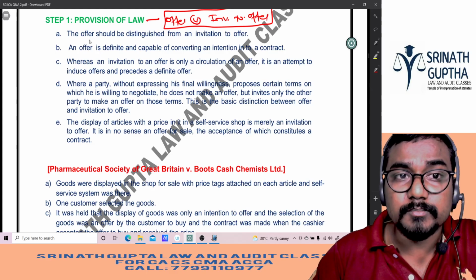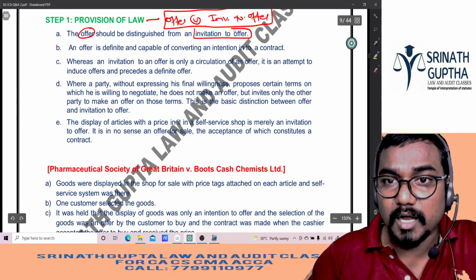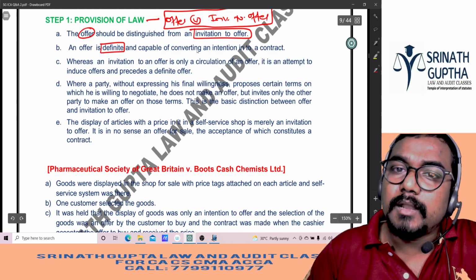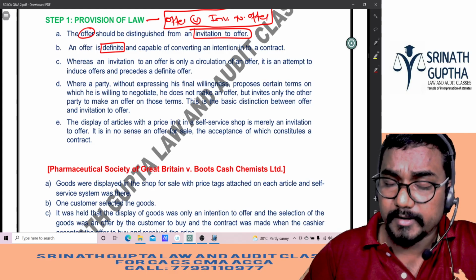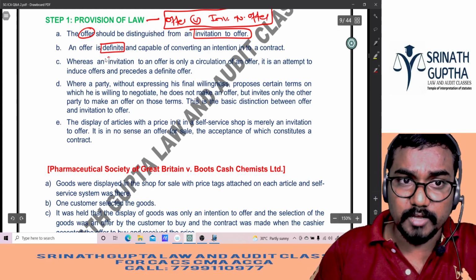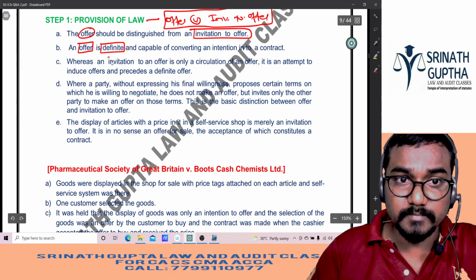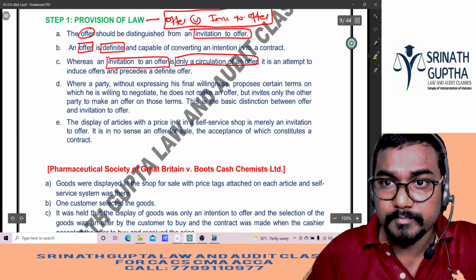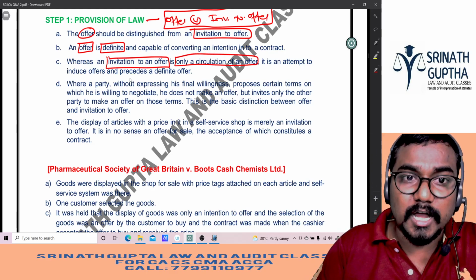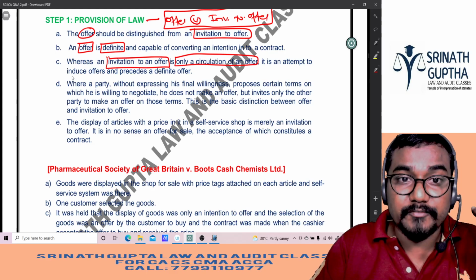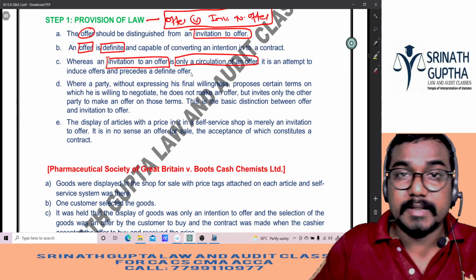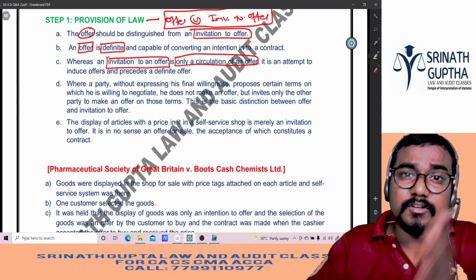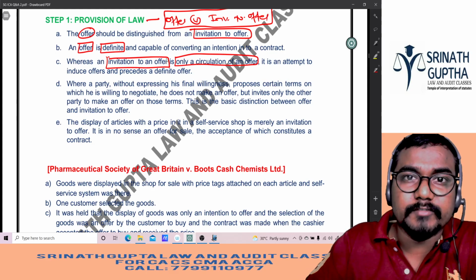So offer is different from the invitation to offer. Offer is definite, specific, capable of converting into a contract, whereas invitation to offer is only circulation of an offer. It is an attempt to induce the offers, and precedes the definite offer. It is something before the offer. Pre means before, beta. It is the situation before the offer. After invitation to offer, the offer will come.